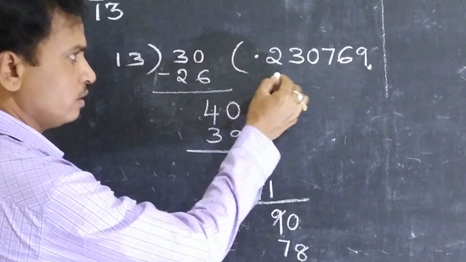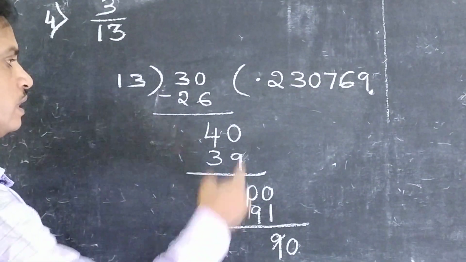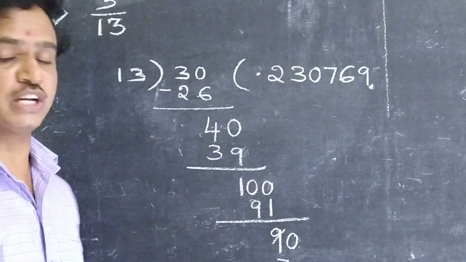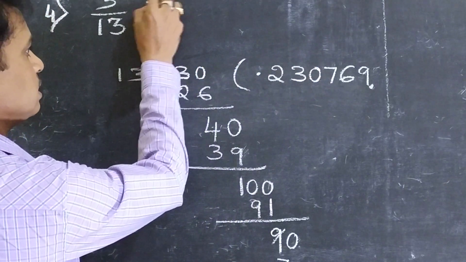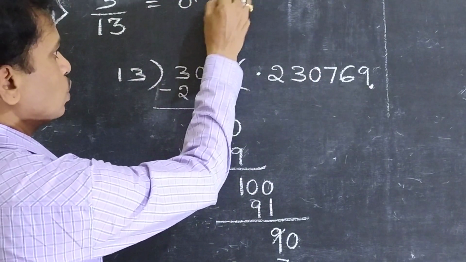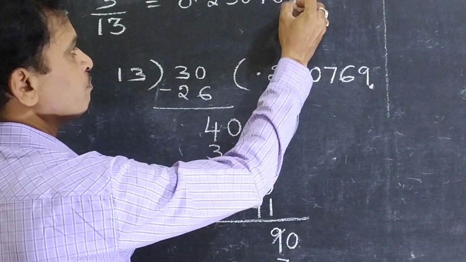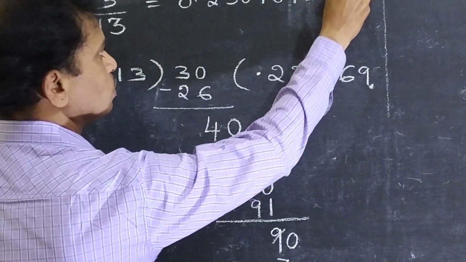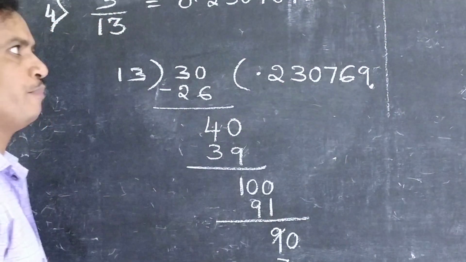So then again what we should do? Here we should take 10. Then 13 2s are 26. Then it will go continuously like this, same digits. That means here answer is 0.230769. Again after 9 you will get 230769, and so on. Same digits will repeat.